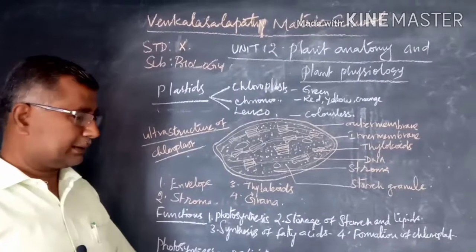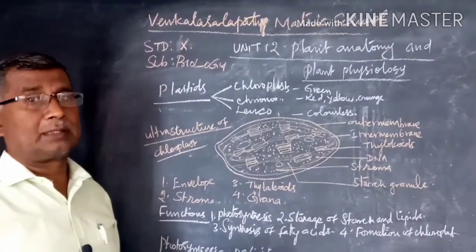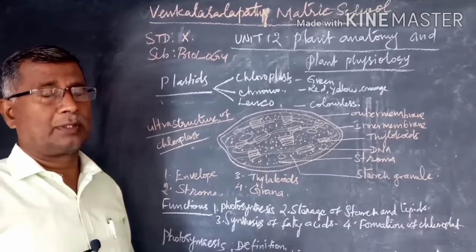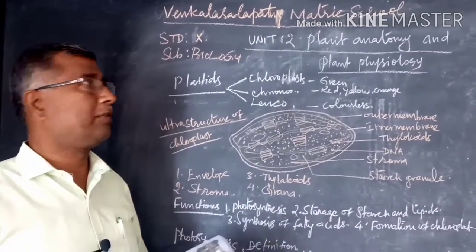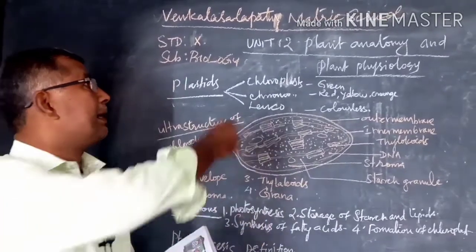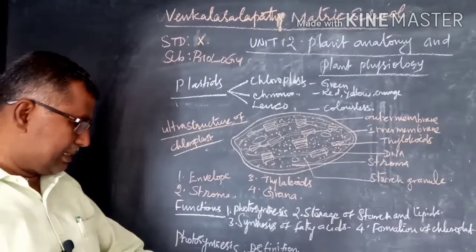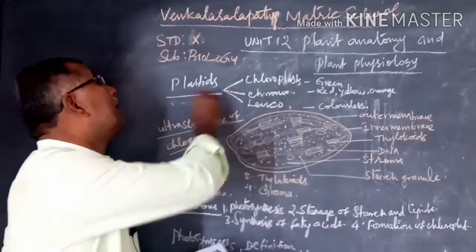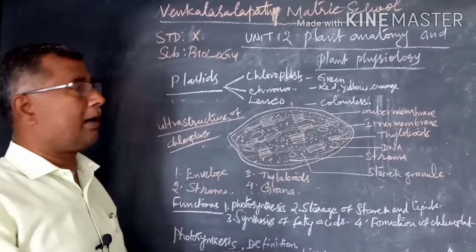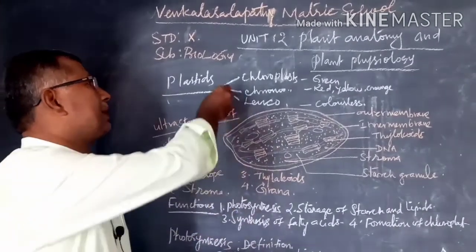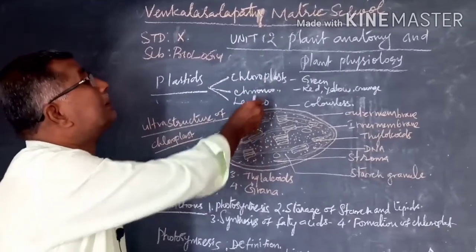Good morning, students. Last class you saw the TS of monocot stem and root, and the dicot and monocot leaf. Today we are going to see about the plastids. So what is the meaning of plastids? It is a double membrane organelle which is present in plants and green algae. Understand? The plastids are of three types: chloroplast, chromoplast and leucoplast.